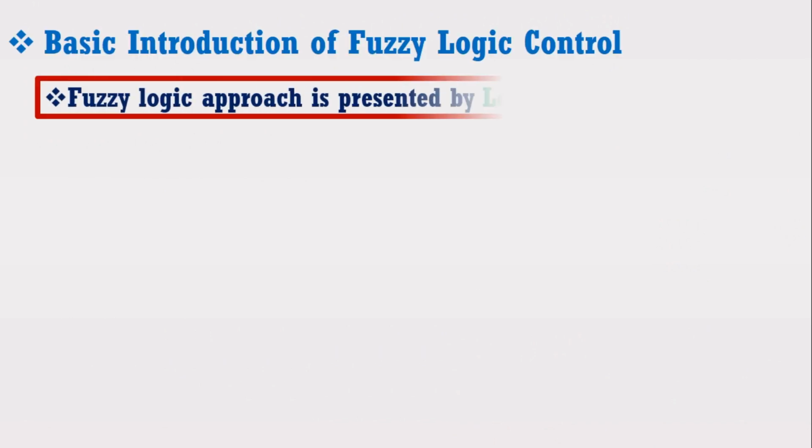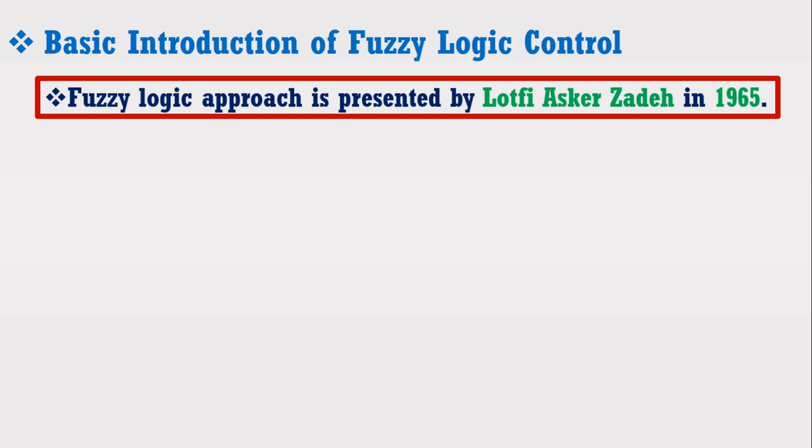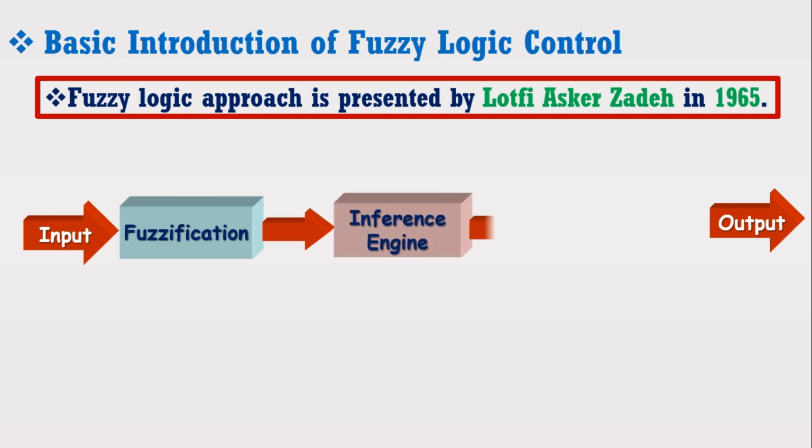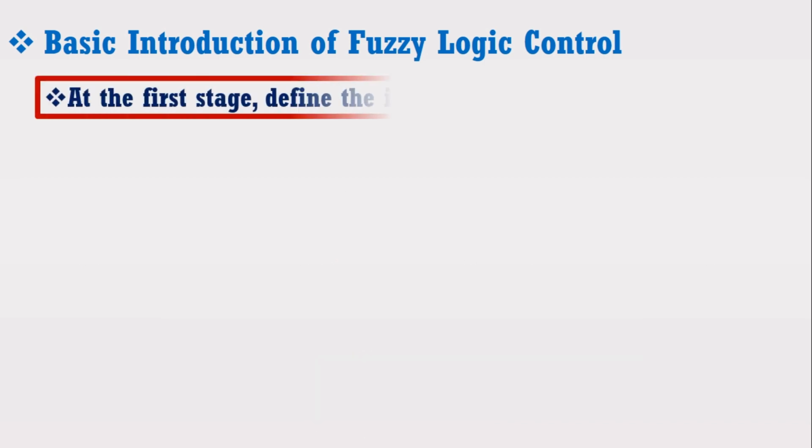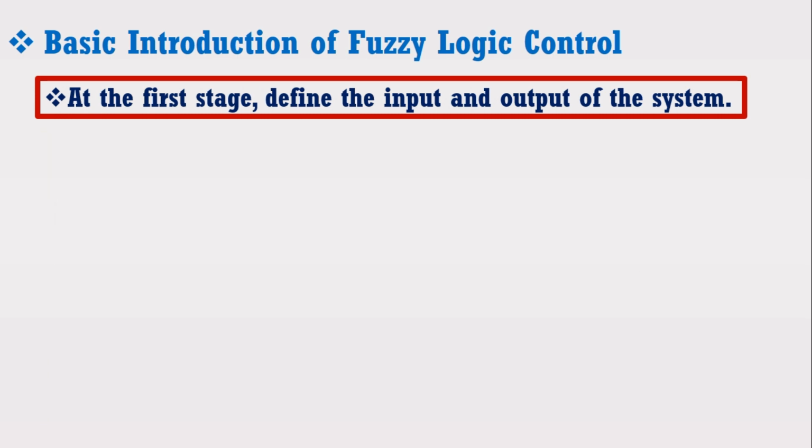As already discussed, the fuzzy logic approach was presented by Lotfi Asker Zadeh in 1965. Each system always has input and output variables to control its response. Fuzzy logic basically deals with the process of dealing with these input and output variables. The basic process of a fuzzy logic controller consists of mainly three steps known as fuzzification, rule-based inference engine, and defuzzification. At the first stage, the input and output of the system need to be clearly defined.